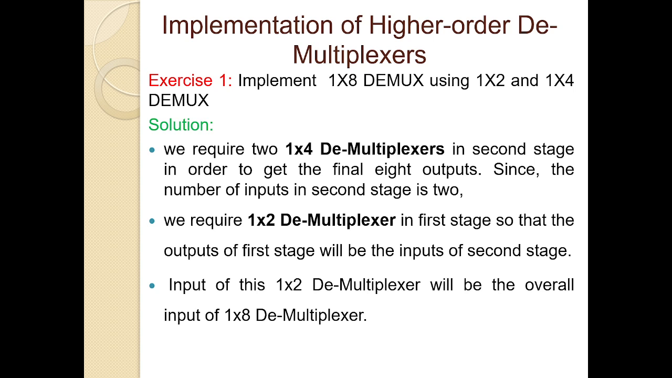Here we have the implementation of higher order demultiplexer. Implement 1:8 demux using 1:2 and 1:4 demux. We require two 1:4 demux in second stage in order to get the final 8 outputs, since the number of inputs in second stage is 2. We require 1:2 demux in first stage so that the outputs of first stage will be the inputs of second stage. The input of the 1:2 demux will be the overall input of 1:8 demux.